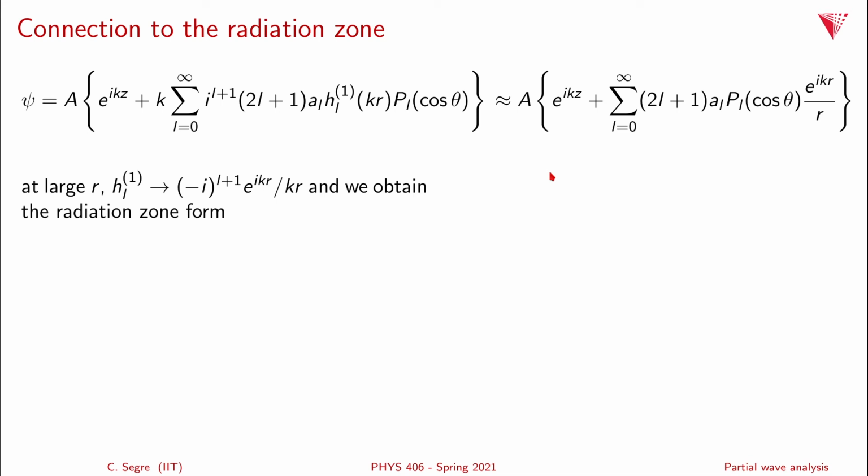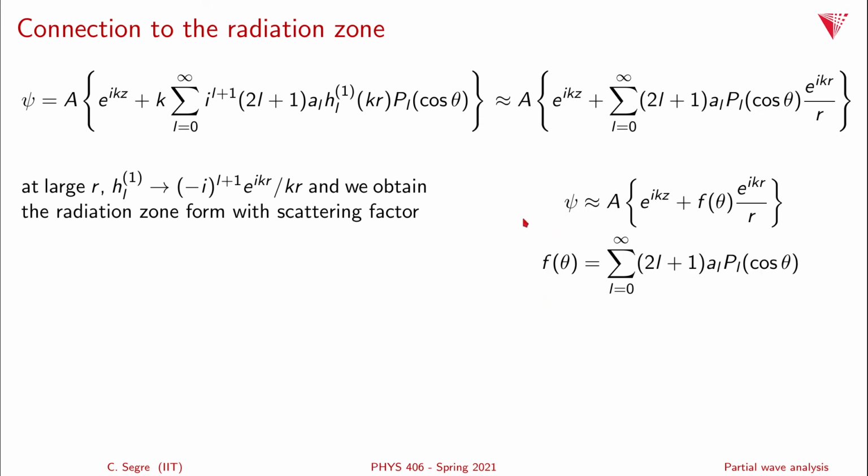And the radiation zone form then, recalling that we looked at the radiation zone, we had A times e to the ikz plus f of theta e to the ikr over r. And we can make this comparison directly. And we see e to the ikr over r comes out of the sum. And so f of theta, the scattering factor, is now defined as this sum. The sum of L equals 0 to infinity of 2L plus 1, A sub L, P sub L of cosine theta. And that is our scattering factor.